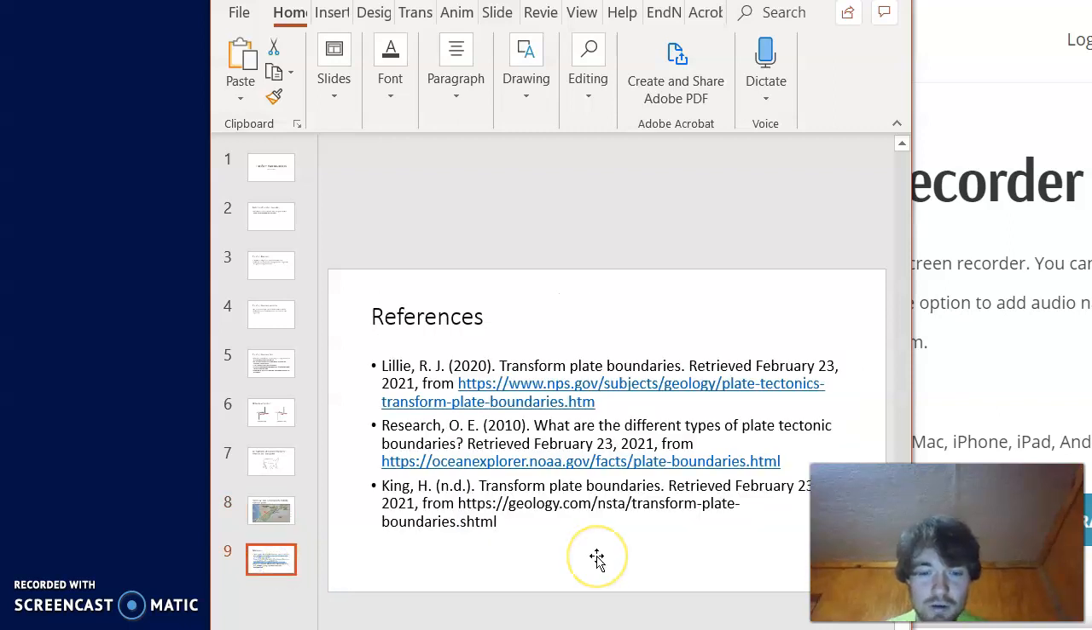And then here are my sources, where I got my information from, and where I got the pictures from.